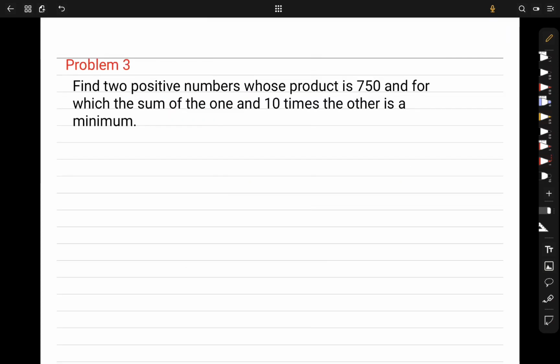Let's move to our third example. Find two positive numbers whose product is 750, for which the sum of the one and 10 times the other is a minimum. Again, we're going to find the two numbers. So those are the two numbers. Our keywords or clue words are the condition whose product is 750, and the sum of one and 10 times the other is a minimum.